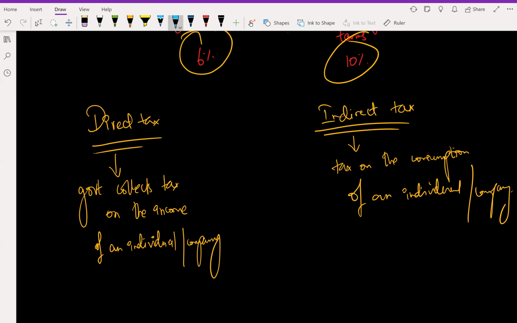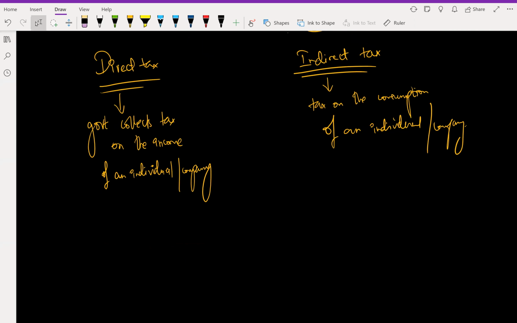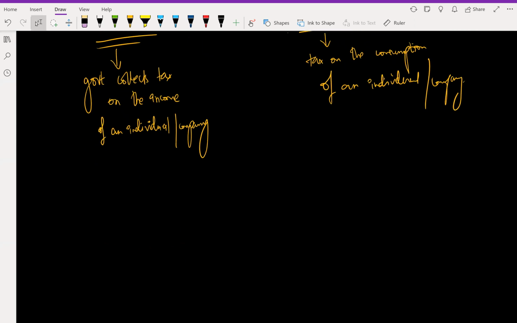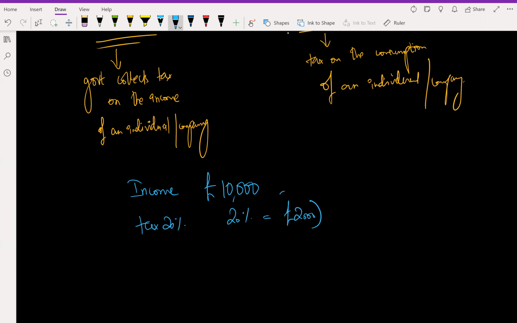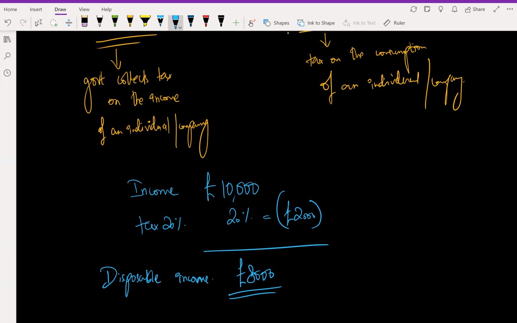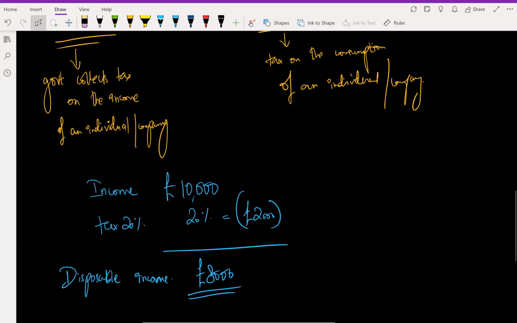Let's take the example of an individual because all of us can relate. What does it mean by direct tax? Let's take the same example. My income is 10,000 pounds. The government comes up to me and says that they want to collect tax on this income, and the tax rate would be 20%. Fine. Apply 20% on this. So the government takes away 2,000 pounds. Now I'm left with 8,000 pounds as disposable income.